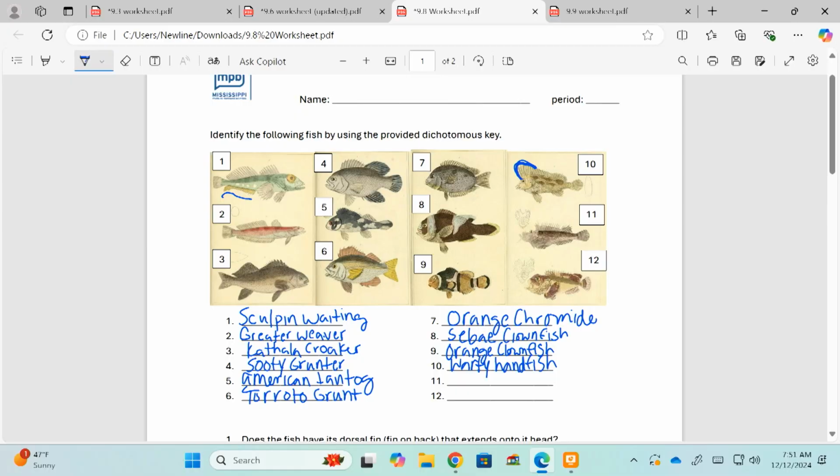Does the fish have its dorsal fin that extends onto its head? No. Go to 2. Does the fish have yellow fins? No. Go to 3. Does the fish have a red stripe on its back? No. Go to 4. Does it have blue fins? No. Go to 6. Is it orange and black? No, it's more of a brown color, so go to 7. Is the fish yellow with red fins? No. Go to 8. Does the fish have 2 dorsal fins? No, it's one long dorsal fin, so it tells us to go to 9.